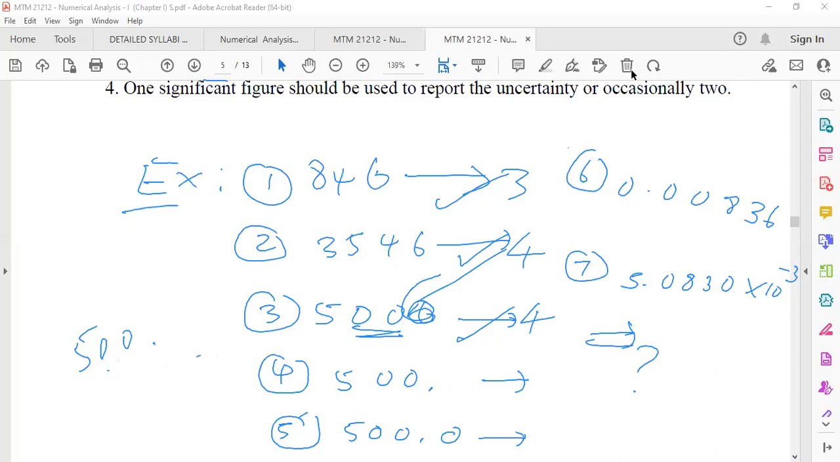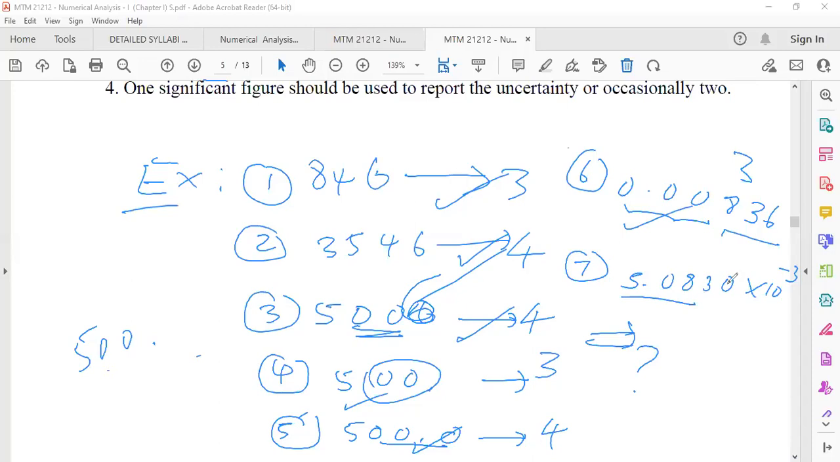Okay, this one, 500 dot, means it only has 3. As I said earlier, this will be 3. What about this one? This one is simple, trailing zeros are also countable. So this will be 3, this will be 4: 1, 2, 3, 4. Now this one, 00836. These are leading zeros, so not countable. Only these will be countable. So 3.